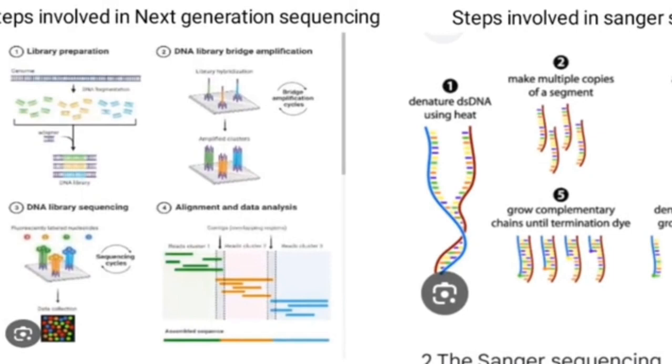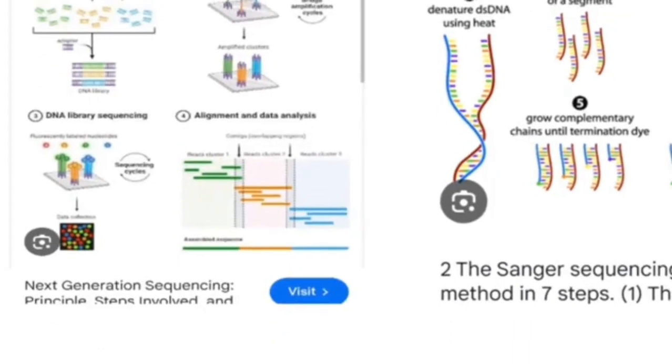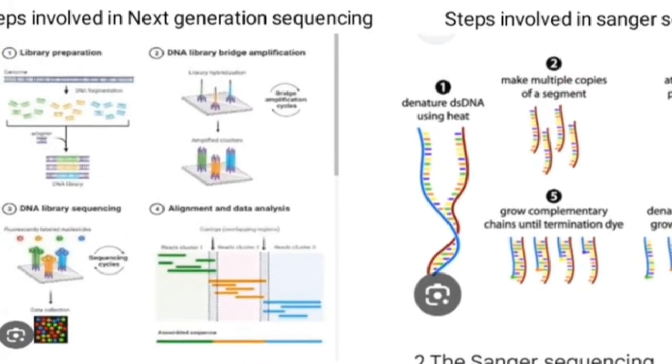Number 1, library preparation. Number 2, DNA library bridge amplification. Number 3, DNA library sequencing. Number 4, alignment and data analysis. So if you want to draw, you can draw it like this. If they ask you in an exam and you are able to draw it this way, you have full marks for it.